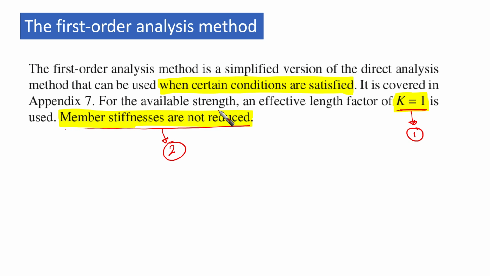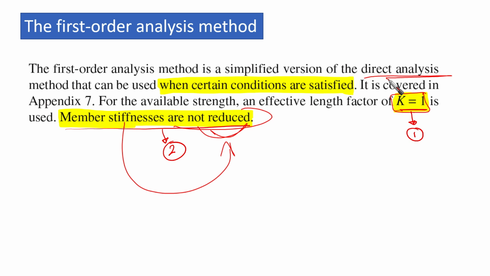For the available strength, the effective length factor K equal to 1 is used, and member stiffness is not reduced. So in this modified or simplified version, we use K equal to 1 as in the case of the direct analysis method. However, the member stiffness is not reduced. This is maybe the difference between the first order analysis method and the direct analysis method.